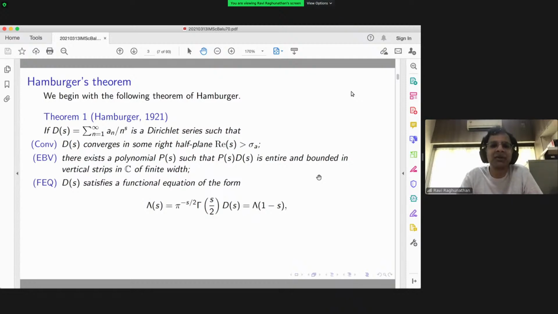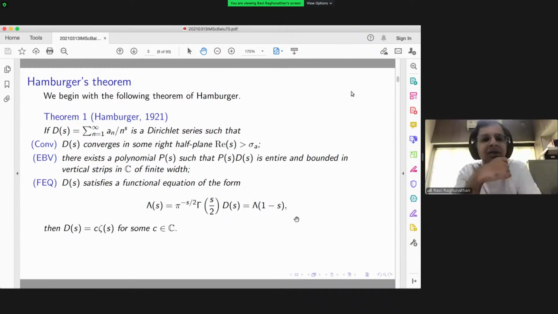Finally, D(s) satisfies a functional equation, the standard functional equation that the Riemann zeta function satisfies. Pi to the minus s by 2, gamma of s by 2, times D(s). You call that lambda(s), and lambda(s) equals lambda(1 minus s). In that case, Hamburger showed that D(s) is nothing but a constant times zeta(s).